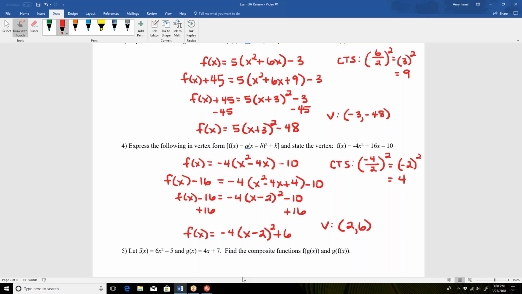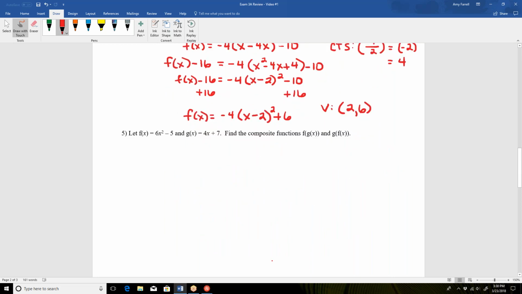I always tell my students that you can always check your answer too if you have time. You could go back and do it the other way where you find the x-coordinate of the vertex by taking negative b over 2a. If you go back to the original equation here and use x equals negative b over 2a, you're going to get 2. And then if you plug 2 into that equation, you get 6. It's a great way to check your answer.